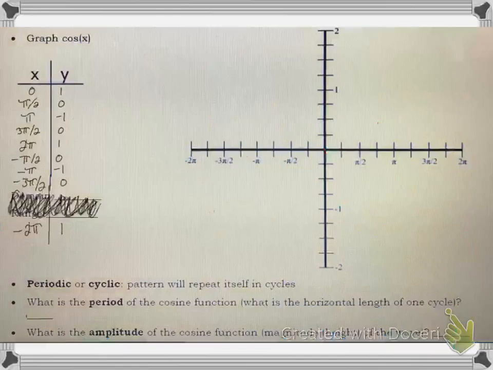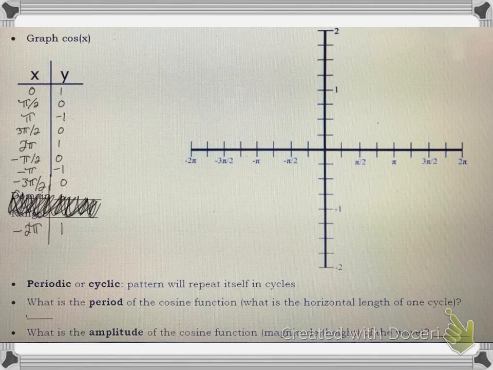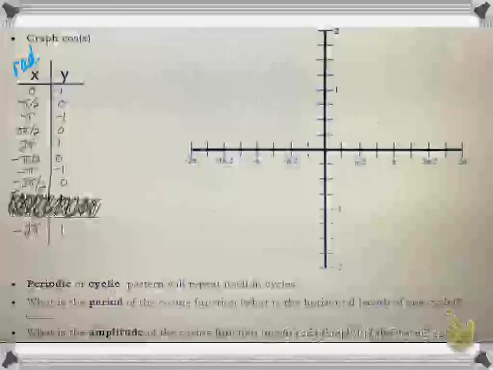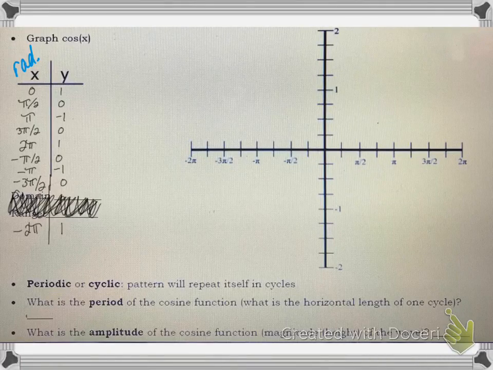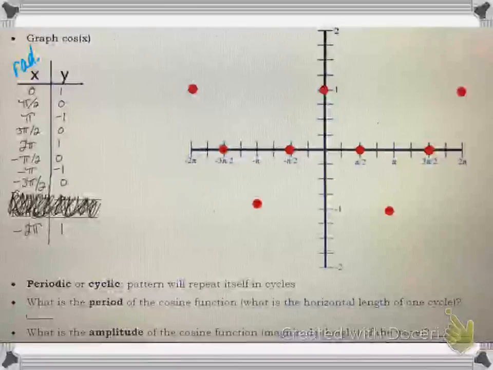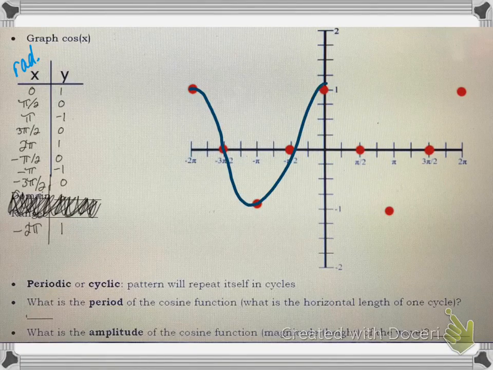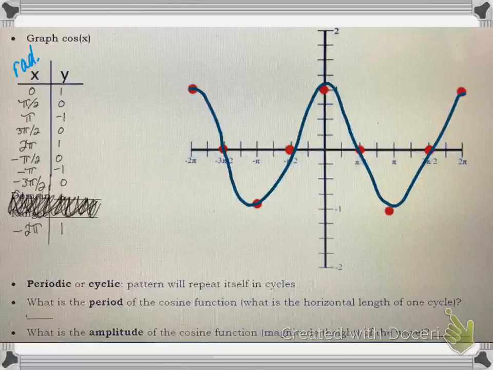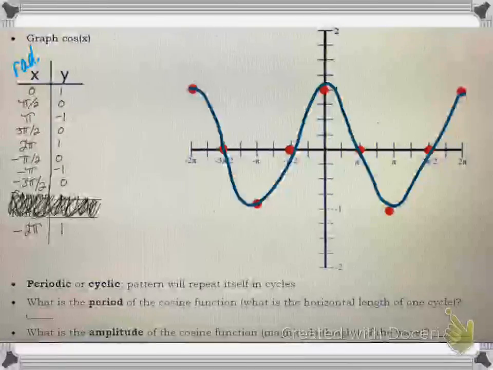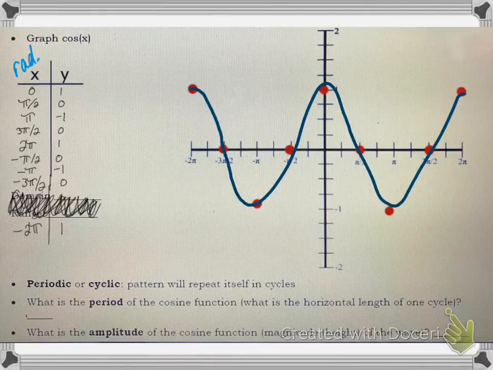Let's take a look at one more. Here I have a cosine graph. Again, I have my table all set up for you. X is still the radians, and the y values came from the unit circle. I'm going to go ahead and graph my cosine curve. Now that my points are drawn, I'm going to connect all of my points.